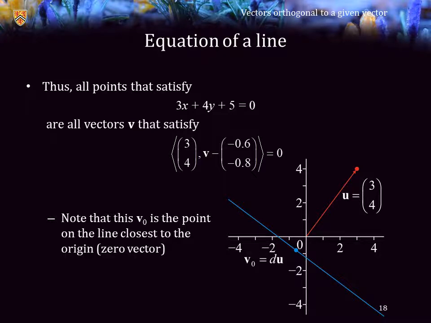Now, one thing that's interesting about the v naught that we found with this algorithm is that this is the point on the line that is closest to the origin. That is, it is the vector v naught on the line that is closest to the 0 vector. Every other vector on that line must be further away than this point.